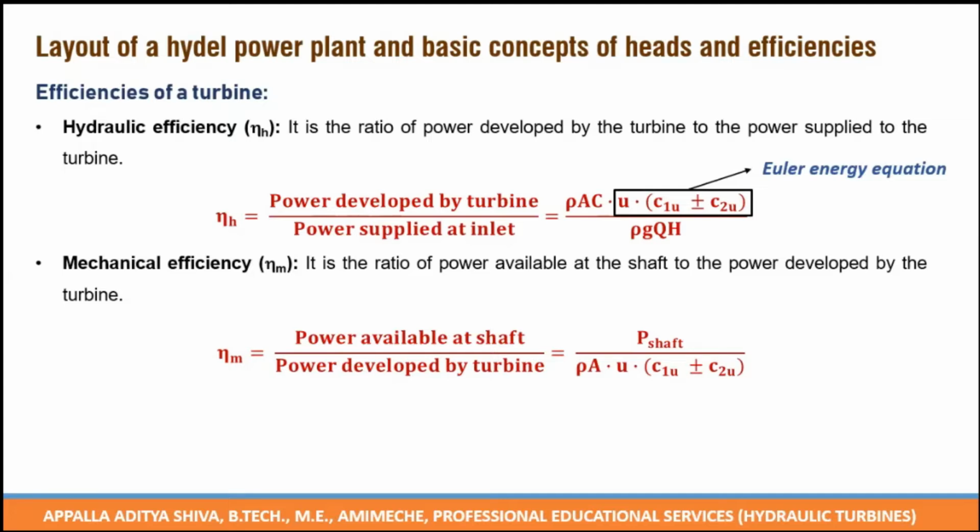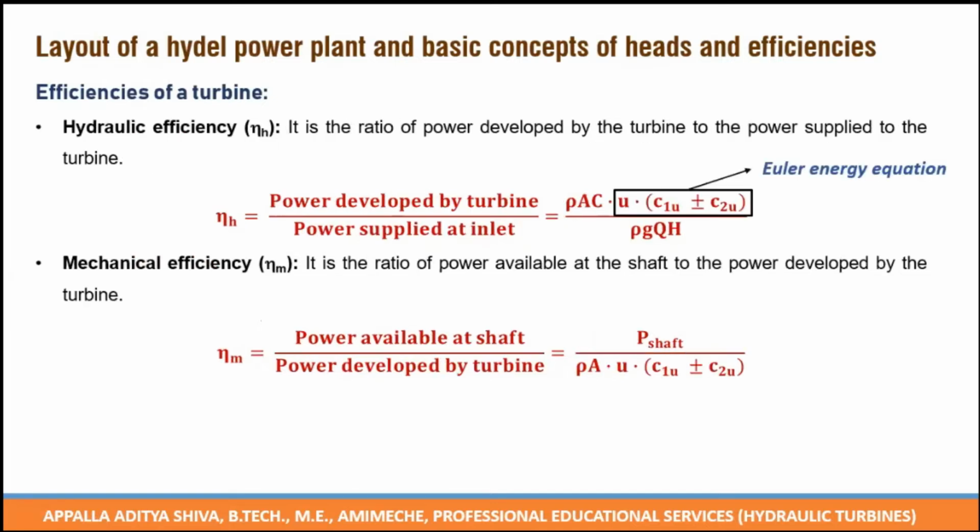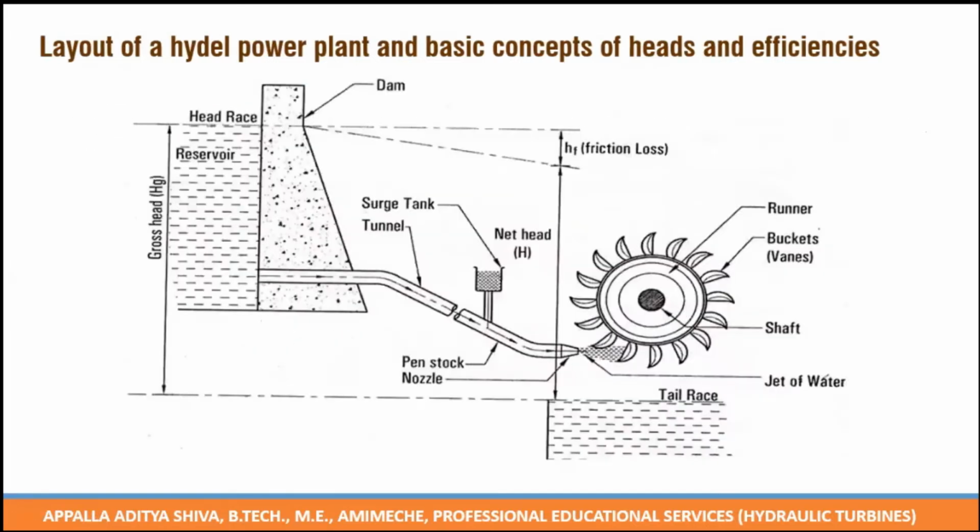Next we have volumetric efficiency. This is the ratio of the volume of water striking the turbine, that is the amount of water that is coming in the form of jet, to the volume of water supplied at head race. Let us go to a couple of slides behind.